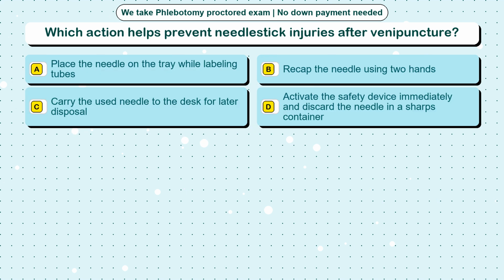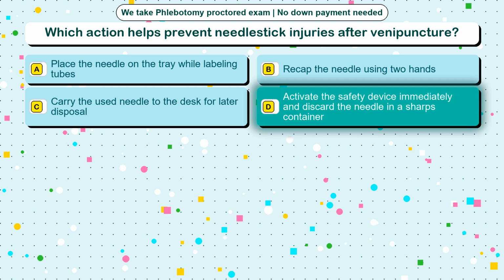Question 94. Which action helps prevent needle stick injuries after venipuncture? Option A. Place the needle on the tray while labeling tubes. Option B. Recap the needle using 2 hands. Option C. Carry the used needle to the desk for later disposal. Option D. Activate the safety device immediately and discard the needle in a sharps container. The correct answer is option D.